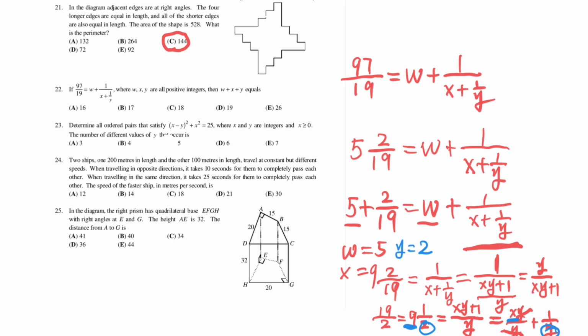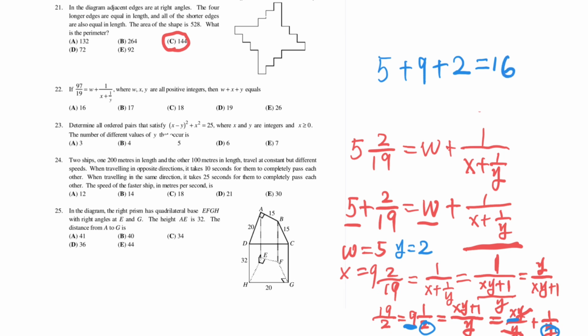Let me erase this part to give more space. So w equals 5, x equals 9, y equals 2. Add them together, it's 16. So the answer is A.